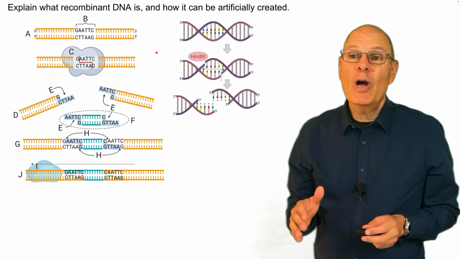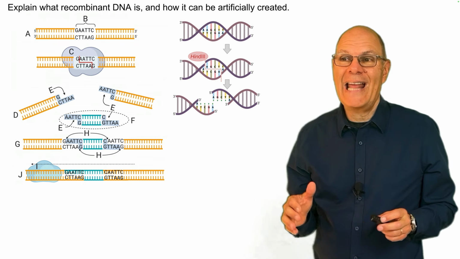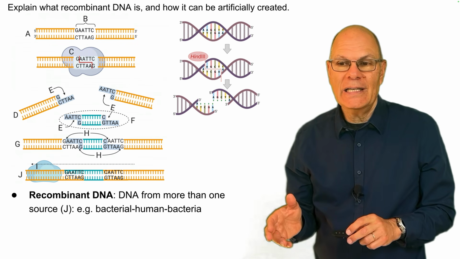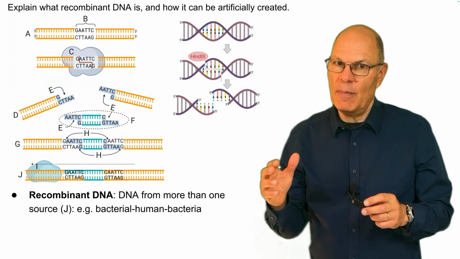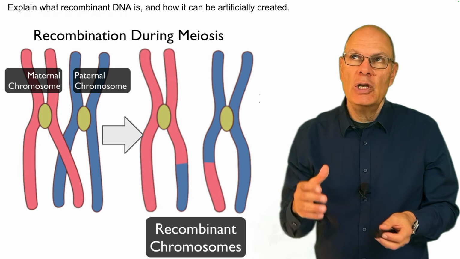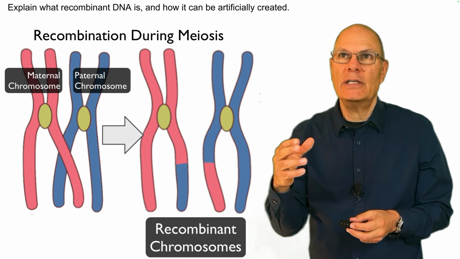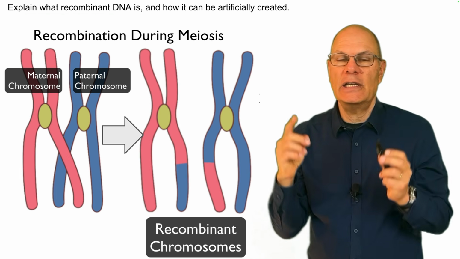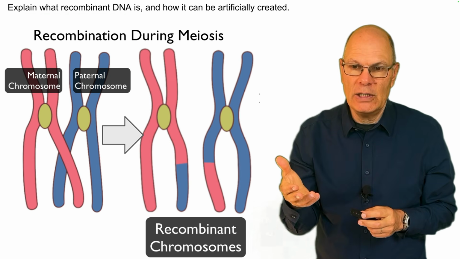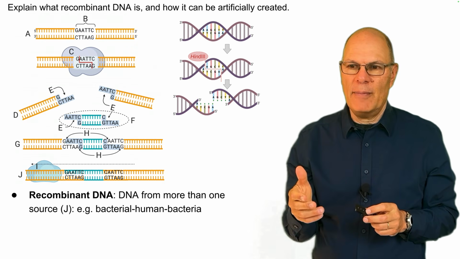Explain what recombinant DNA is and how it can be artificially created. Recombinant DNA is DNA that's been combined from more than one source. During meiosis, you would create recombinant DNA as you combined the DNA that you inherited from your parents in the form of new gametes. But this is artificial recombinant DNA.